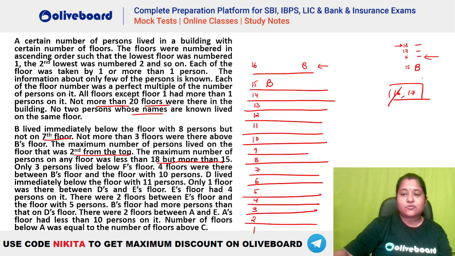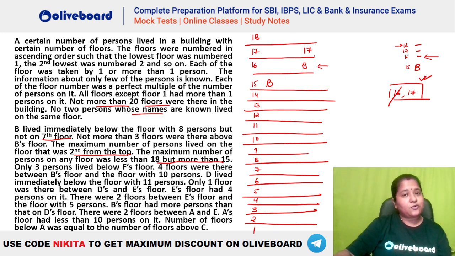That means we have to consider 17 persons in here. Now if 17 persons is the maximum value, that means it should be on the 17th floor because the floor number has to be a perfect multiple of the number of persons living in here. So your 17 persons will be on the 17th floor. And we know that this is the floor which is second from the top. That means we have 18 floors in total here. Okay. So this is the situation that we have.